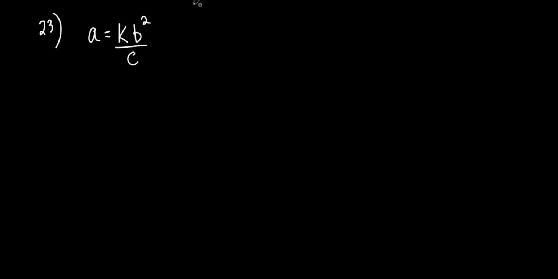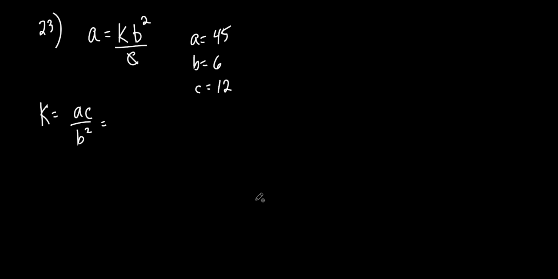All right, and then they tell you a bunch of stuff. They tell you A, B, and C. A is 45. B is 6. C is 12. All right, so what are you finding first? Finding K. So let's get K by itself before you plug the numbers in. So if I get K, multiply by C, so I get AC, and then divided by B squared.